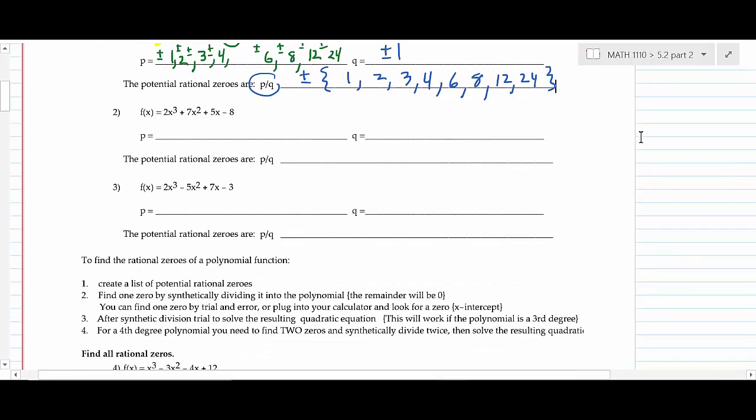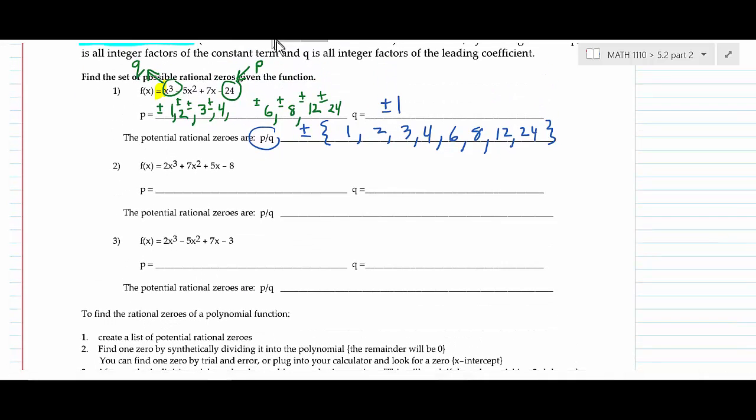Okay, all right, let's do another one here. Now, if I do this on a test, I don't give you something that has a million possibilities. Let's put this one together. So P would be 8. What are the factors of 8?